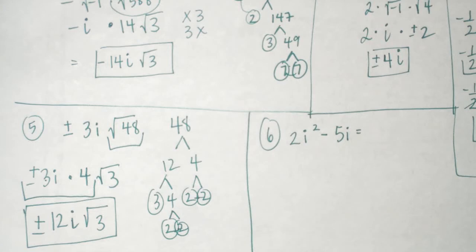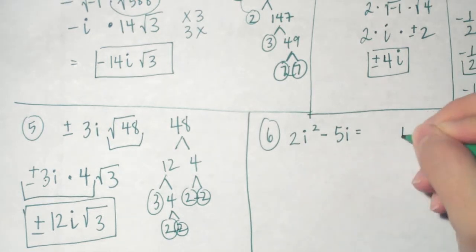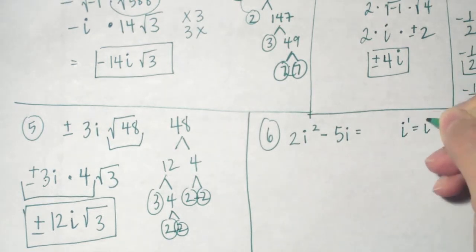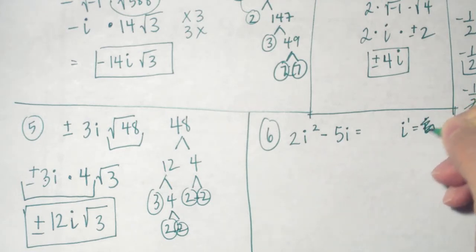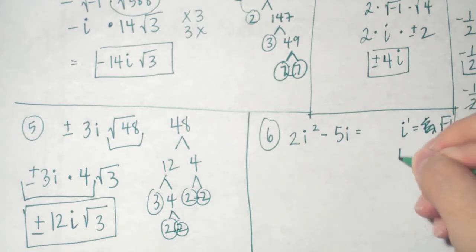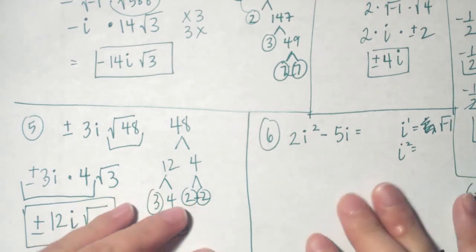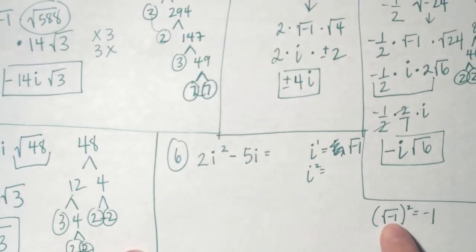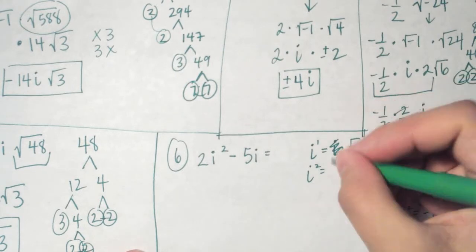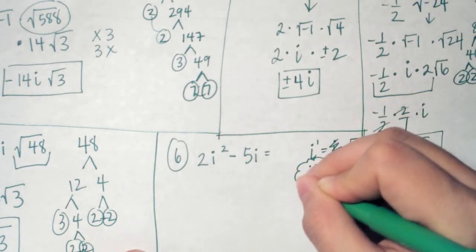So if you guys remember our little table, i to the first power is just i, which is the square root of negative 1. We know that. i squared is this squared, right? If you square this i, you get i squared. If I square the square root of negative 1, the square root and the square cancel out, so I just get negative 1. So i squared is negative 1. That's where that comes from.